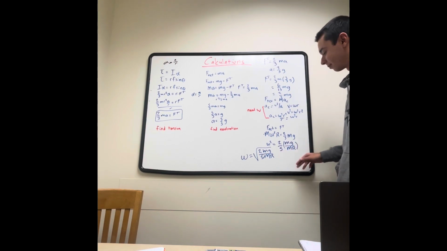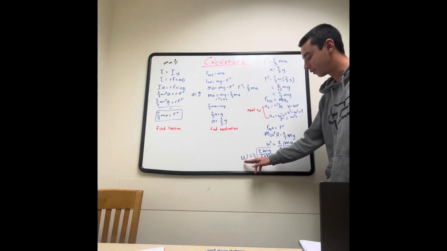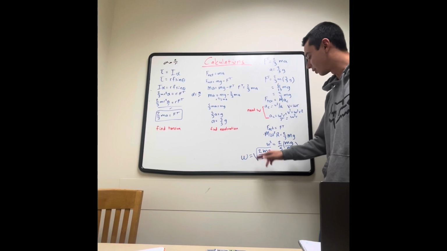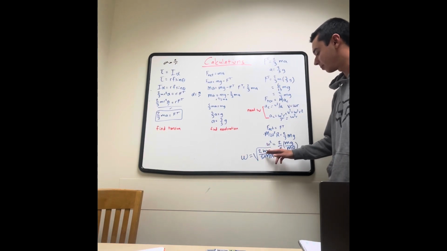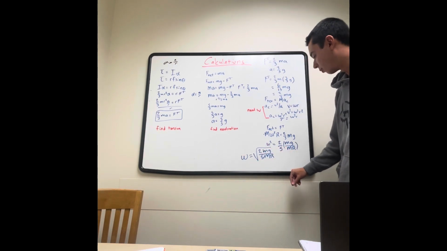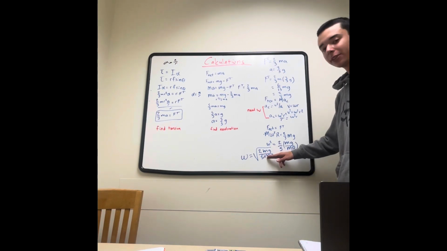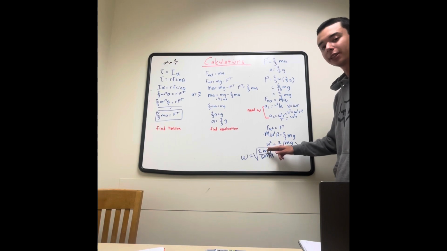Square root both of those, and that gives us our final angular velocity for the turntable itself: the square root of 2 times mass times gravity over 5 times mass times the radius. The big M is the mass of the block, and the little m is the mass of the sphere.